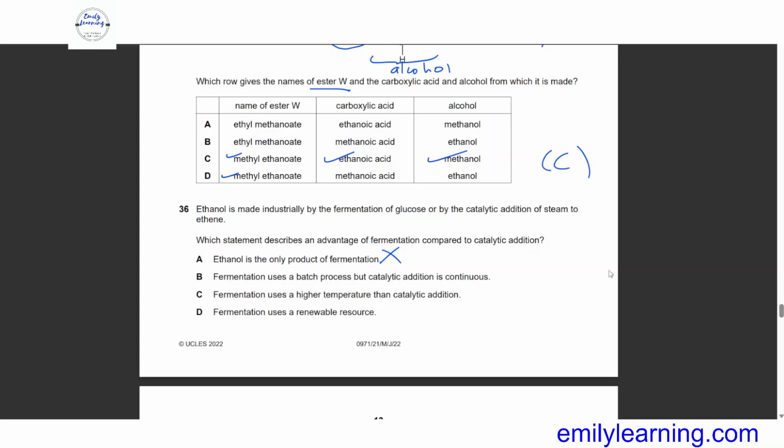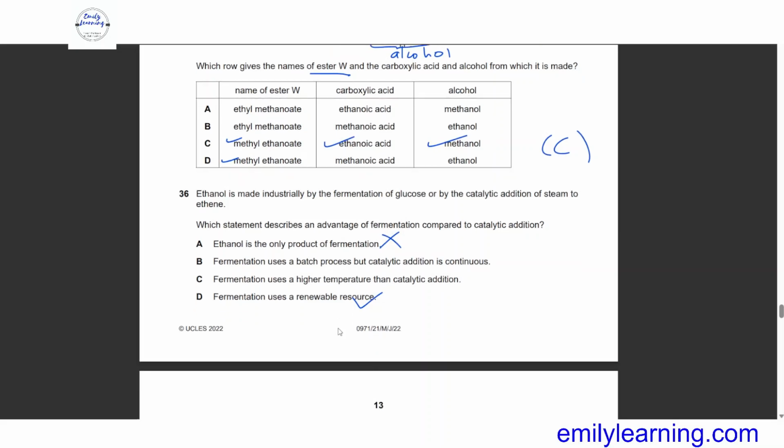Fermentation uses a renewable resource, and yes, that is why it is an advantage, because the glucose you can obtain from natural sources like maybe sugarcane and so on.